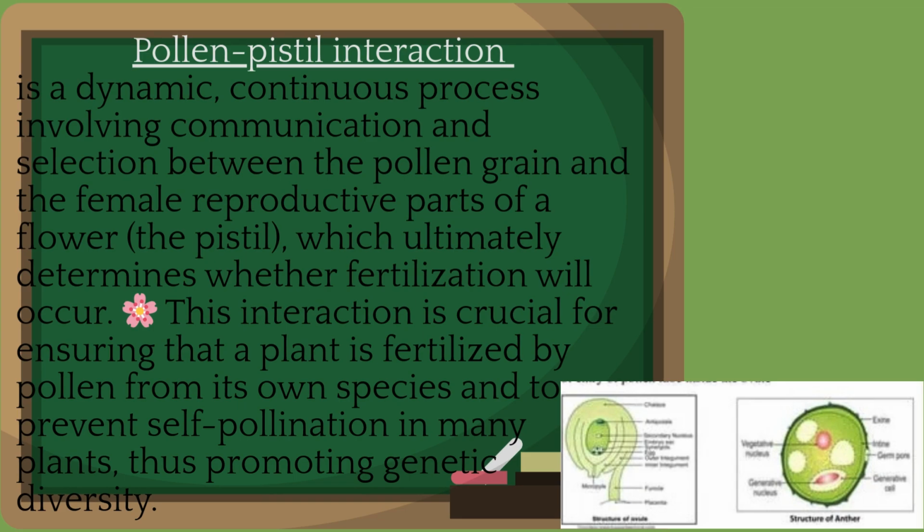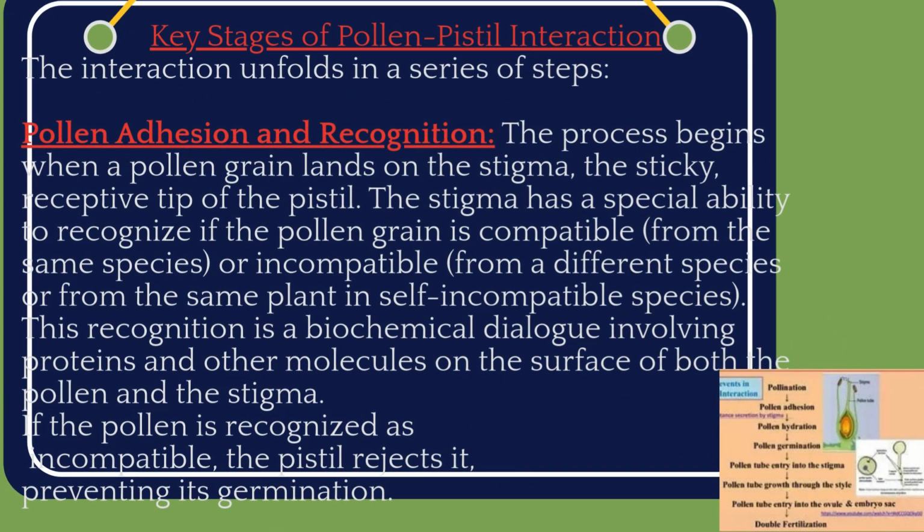Pollen pistil interaction is a dynamic continuous process involving communication and selection between the pollen grains and the female reproductive parts of a flower, like the pistil, which ultimately determines whether fertilization will occur or not. This interaction is crucial for ensuring that a plant is fertilized by pollen from its own species and to prevent self pollination in many plants, thus promoting genetic diversity.